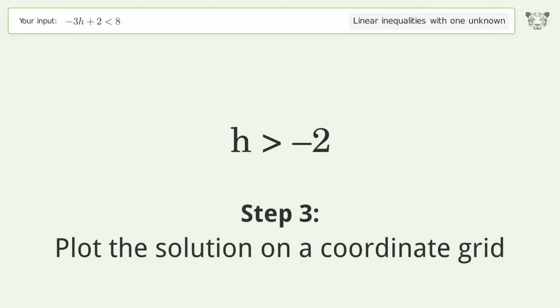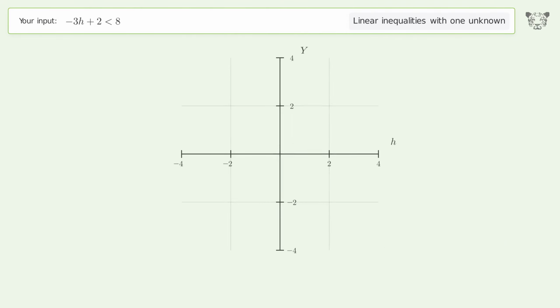Plot the solution on a coordinate grid. And so the final result is h greater than -2.